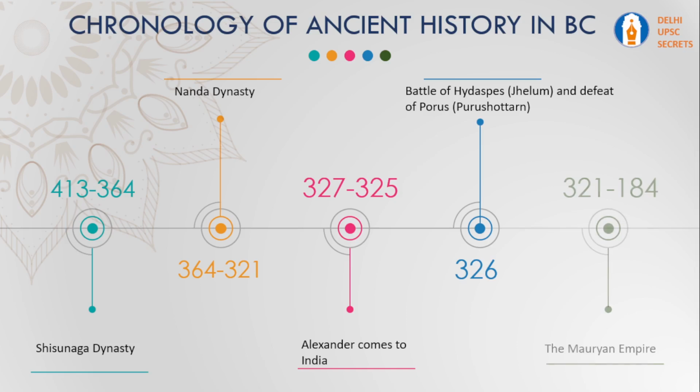The defeat of Porus happens, and from 312 to 184 BC, it is the establishment of the Mauryan Empire by Chandragupta Maurya.